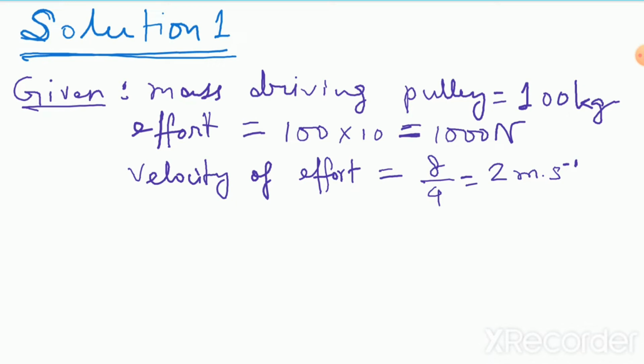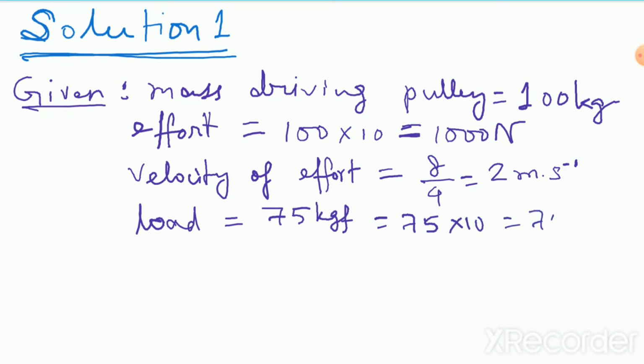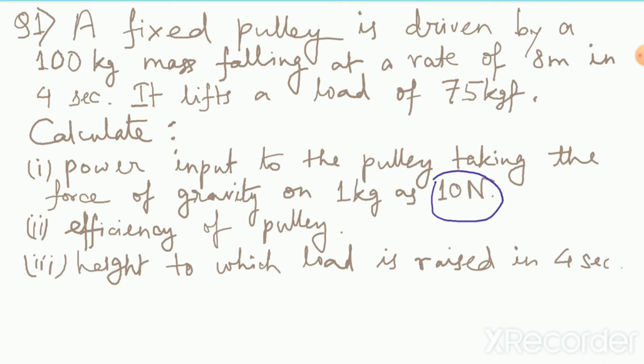And the load has been given as 75 kgf. So if I convert this kgf into newton, it will be 75 into 10, that is equal to 750 newton. Okay, 750 newton. Fine. Now what is the first part of the problem? Power input to the pulley, taking the force of gravity on 1 kg as 10 newton. So first of all, we have to calculate the power input.